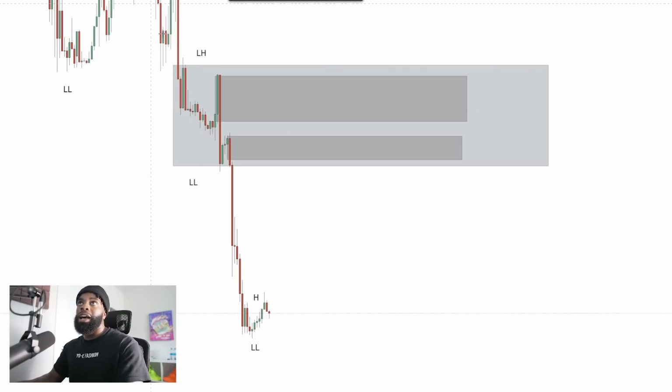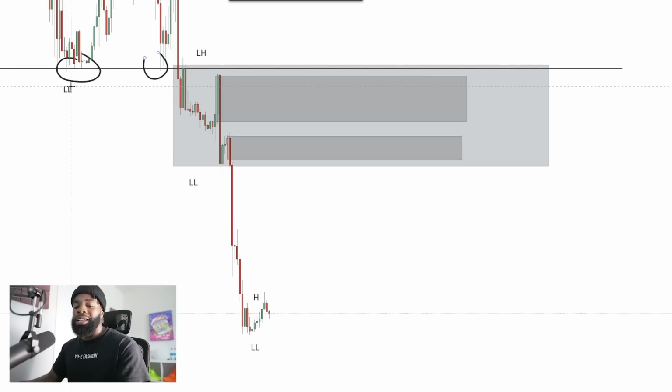So let's say that now we got support and resistance. Well, basically, let me sum this down. What support is, it has to hit the same area twice in order for it to become support. As you see here, it hit that same area twice.